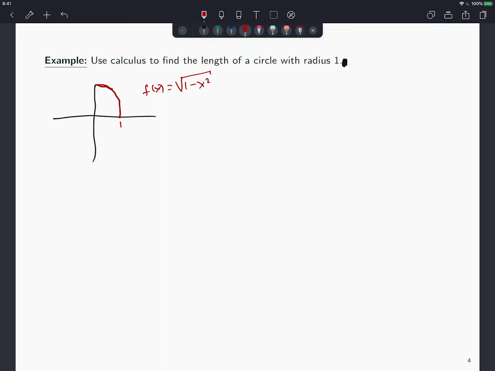So okay, let's just try to do this. The formula we found says the length is going to be the integral, in this case, from 0 to 1 of the square root of 1 plus the derivative of this function, quantity squared, dx. So I need to find the derivative, I need to square it, add 1, and take the square root of it. Okay, so let's find the derivative.